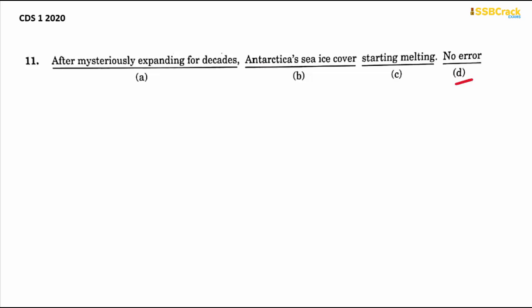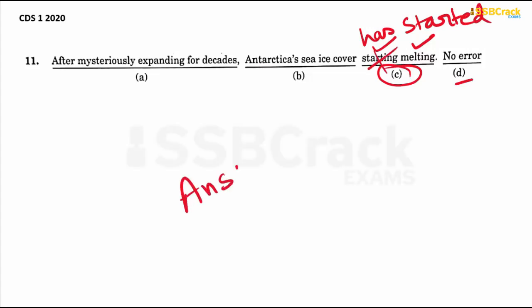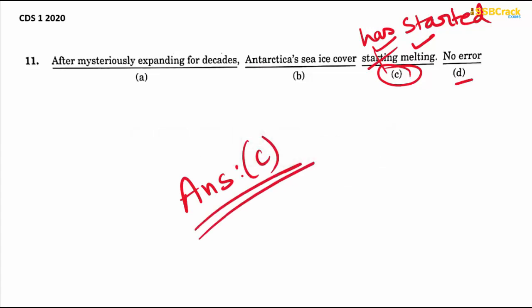After mysteriously expanding for decades, Antarctica's sea ice cover starting melting. Now if you know how to speak in English, if you are in the habit of listening to English conversations, you know there is a problem with part C of the sentence, because starting and melting, the 2 verbs with ing, are used one after the other, which is not acceptable in English grammar. So the right sentence would be, after mysteriously expanding for decades, Antarctica's sea ice cover has started melting. Not starting melting, has started melting. So therefore your answer is option C here, because part C of the sentence had this error.